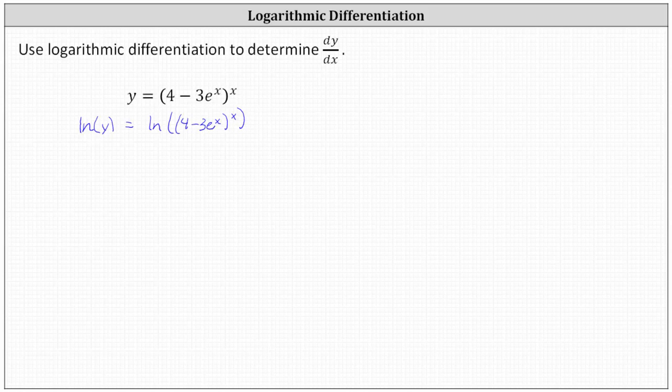And now on the right side we can apply the power property of logarithms, which indicates we can take the exponent of x here, move it to the front, and write the right side as a product. This gives us natural log y equals x times natural log of the quantity 4 minus 3e^x. So the next step, we differentiate both sides of the equation with respect to x.